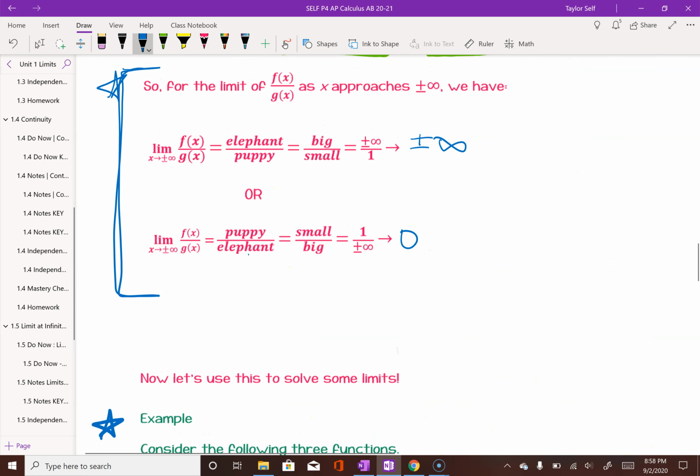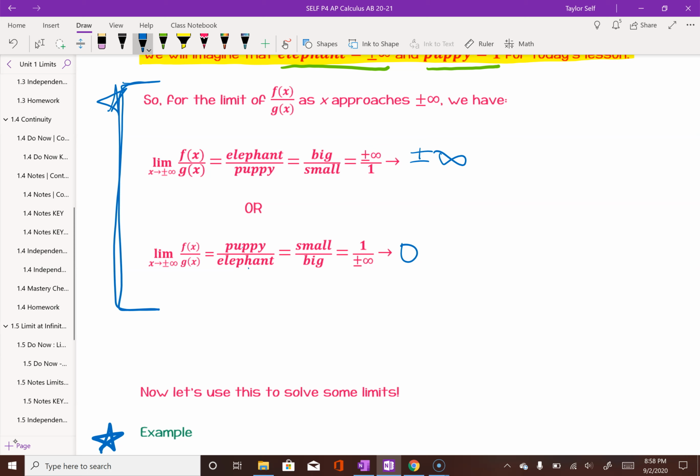Okay, why are we doing this? Because we just decided, based on whether you have big over small or small over big, we can figure out what the limit is as we approach plus or minus infinity. So big over small, your limit is going to be plus or minus infinity. And let's add a little note here: the sign, the plus or minus, depends on the function that you have.